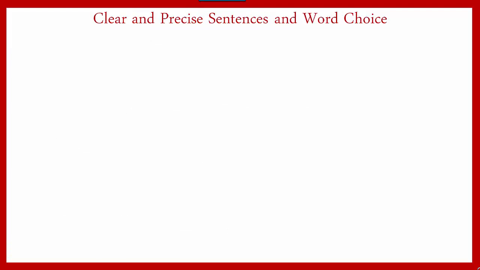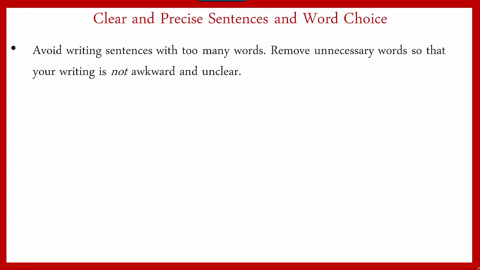You also need to use clear and precise sentences and word choice. Avoid writing sentences with too many words. This is what we call wordiness. Remove unnecessary words so that your writing is not awkward and unclear. You don't want too many glue words. Those are the little bitty words that glue your content words together, and you don't want to repeat words or even words that are similar to other words in the same sentence.